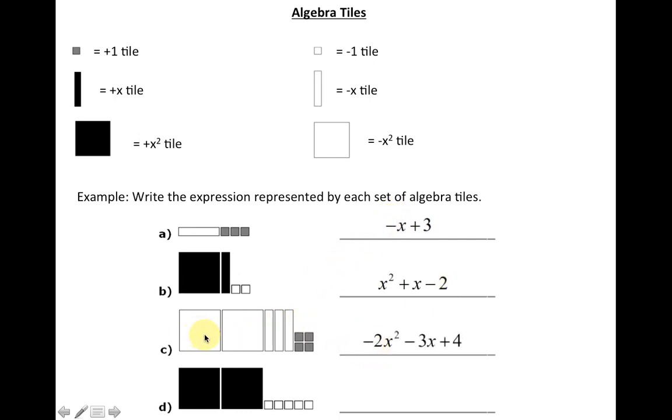Part C, we have negative 2x squared because there are 2 negative x squared tiles. It's negative 3x because there are 3 negative x tiles. And there are 4 positive 1 tiles, which gives us positive 4. Last one, we have 2 x squared tiles, and we have 5 negative 1 tiles. So it's 2x squared minus 5.